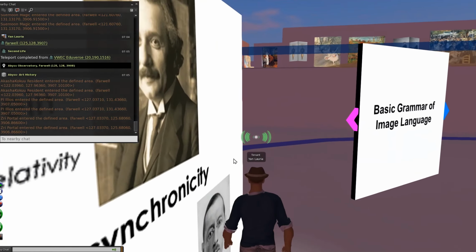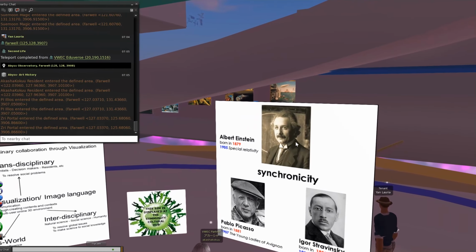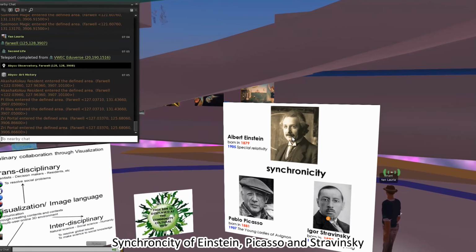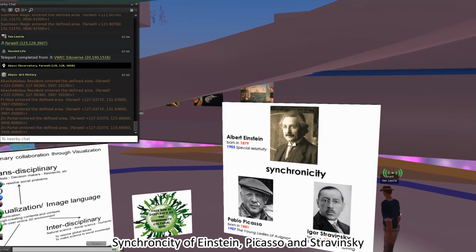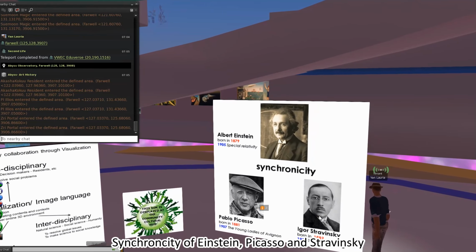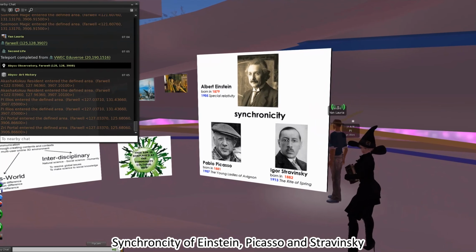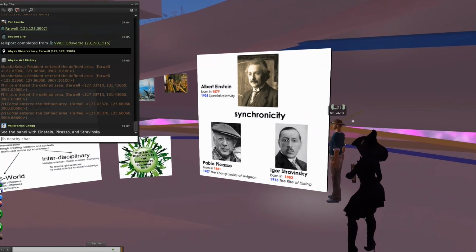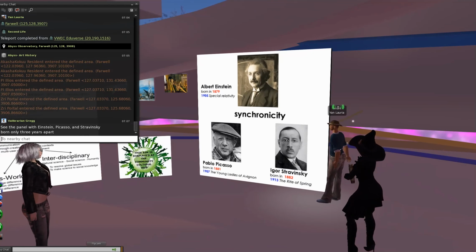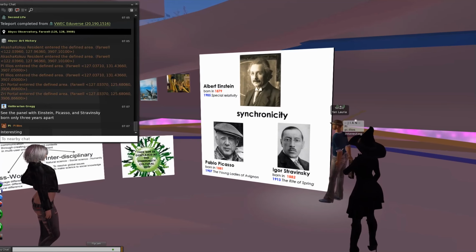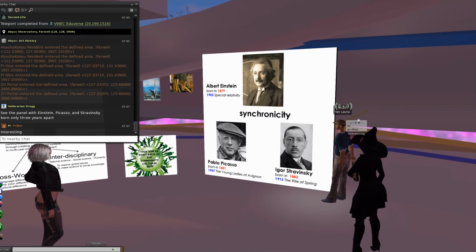Please look at this panel: Einstein, Picasso, and Stravinsky. Strange physics, strange paintings, and strange music inventors. They were born only 3 years apart. Let's see how art depicted various human emotions and social atmospheres as history progresses. But before we start, I will talk about image language.